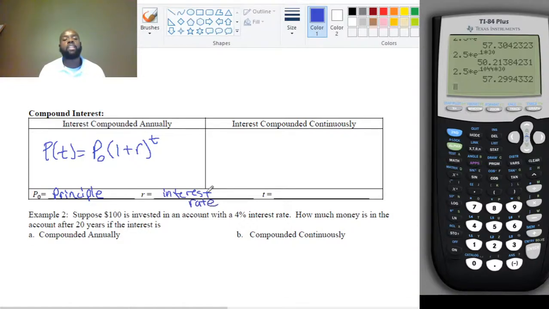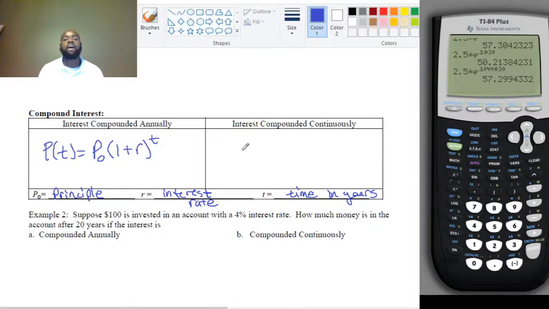Remember, whenever we use an interest rate, it's usually given to us as a percentage, but when we do percentages, we usually convert it to a decimal. And t is your time, and we usually always do this as your time in years. All right. And so if your interest is compounded annually, this is the formula that we're going to use.